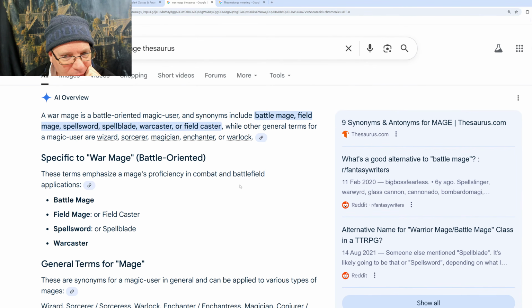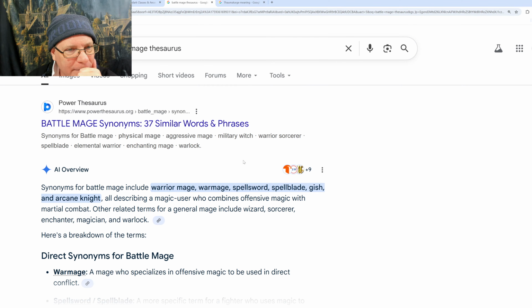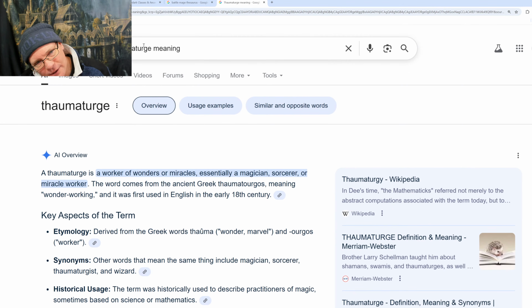So let's go back and let's go here with mage. So we had War Mage, but then there are other things we could put here. We could put Battle Mage, and maybe we'd get something else. Battle Mage doesn't give us anything extra. Okay, all right. War Mage, spell Gish. Well, actually, Gish is not a bad idea.